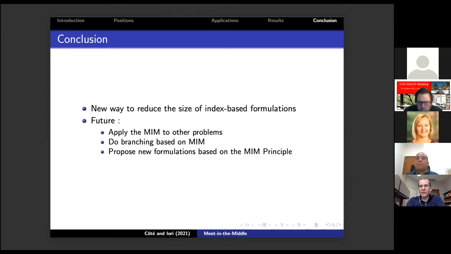So thank you for attending the talk. I presented a new way to reduce the number of variables in index-based formulation. And for the future, I would like to apply this principle to other problems and maybe think of other methods to solve this problem, like designing a new branching scheme or designing a new formulation, including this principle. Thank you.